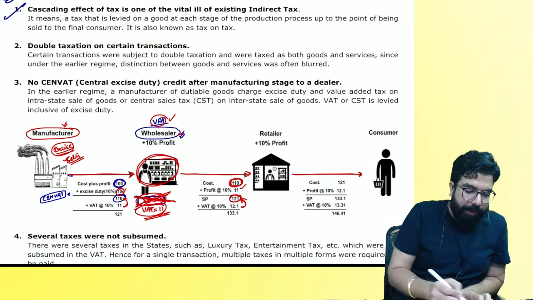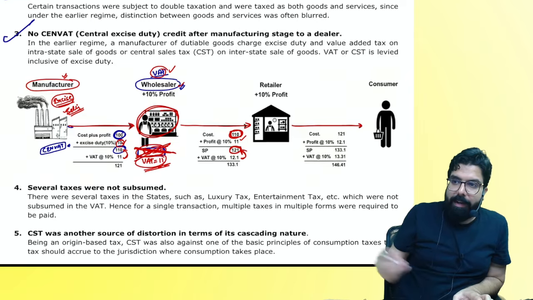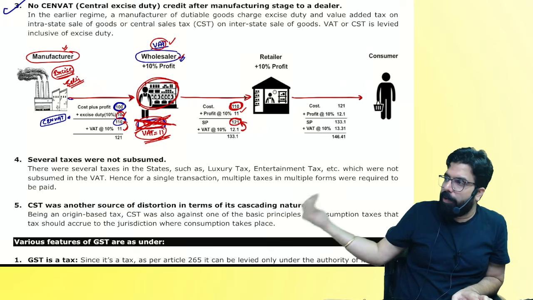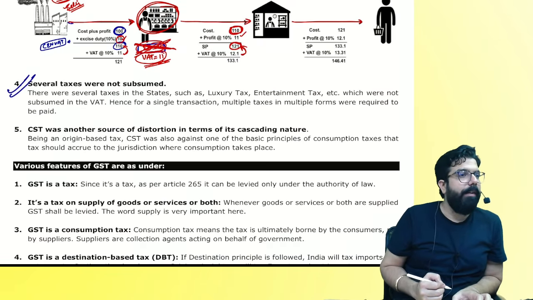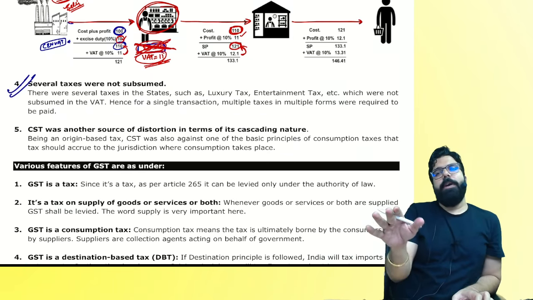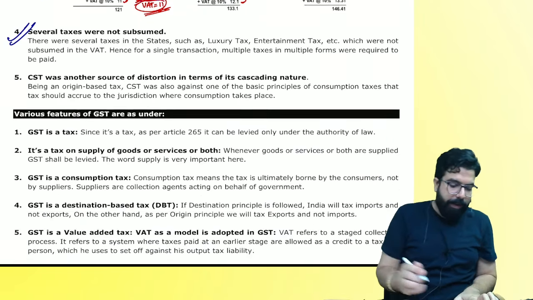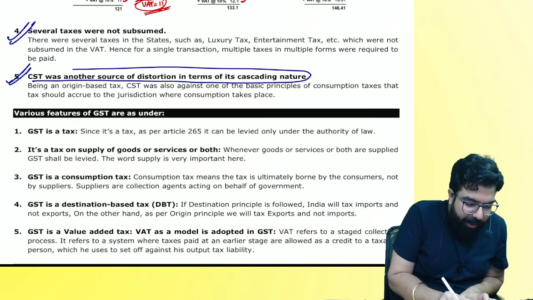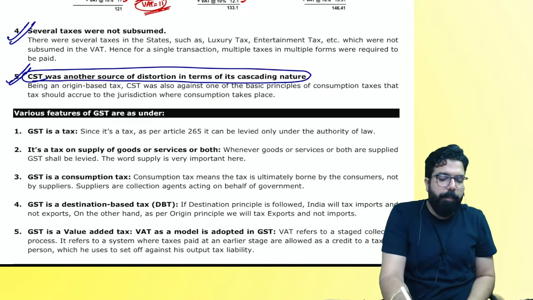Cascading effect, double taxation, no seamless credit to the trader or dealer. You remember, I will not get credit for excise duty. There were many taxes like luxury tax, entertainment tax, etc. The government told us to forget all these taxes and now get what, everyone? GST. CST was another sort of distortion in terms of cascading effect. People, I'll talk a little about CST. Not important, but I'll tell you.